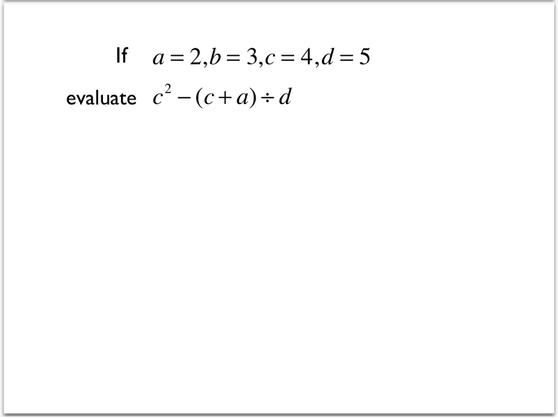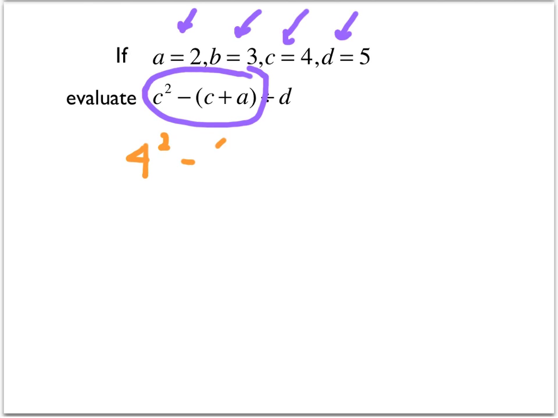Now, sometimes we do this order of operations when we have an actual algebraic expression. That's what it's called when we have goofy letters like this, an algebraic expression. But notice they tell us in this case that A is some value and B is some value and C and D, so on and so forth like that. So really we're just going to plop those values in place of those variables and just write it out. So C squared is going to be 4 squared minus, and then C plus A will be 4 plus 2, right? And then it's going to be divided by D, which is 5.